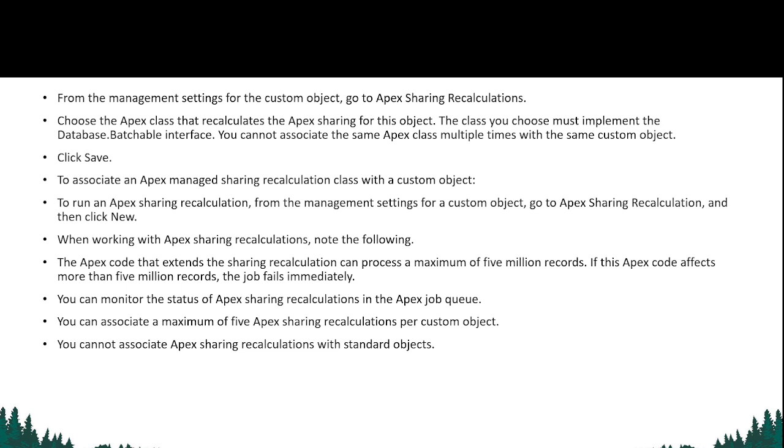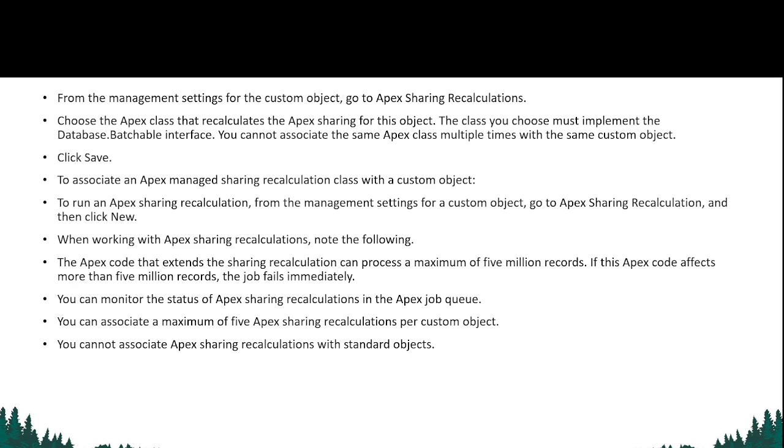Now from the management setting for the custom object, you have to go to the Apex sharing recalculations, and then from there you are moving on to the Apex class that will recalculate the Apex sharing for the object. Now you can select the class that will be implementing the Database.Batchable interface. You cannot associate the same Apex class multiple times with the same customized object. Now you have to click save.